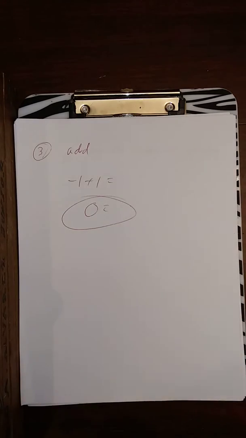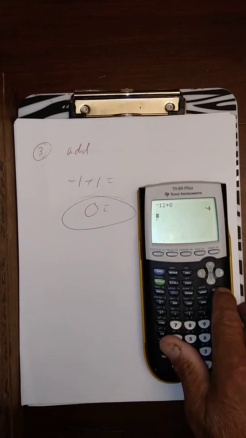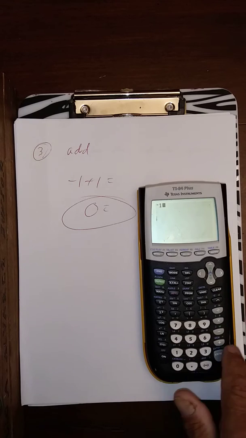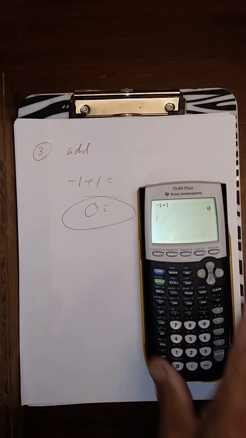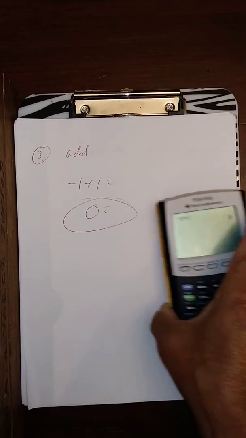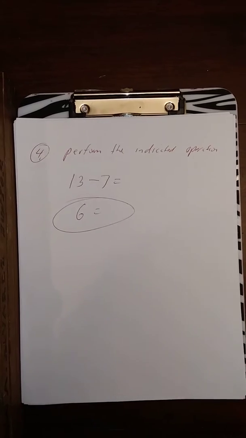Next one. Negative 1 plus 1. Put it in again. Clear it. Negative 1 plus 1. Enter. 0 is the answer. Alright. Next one.